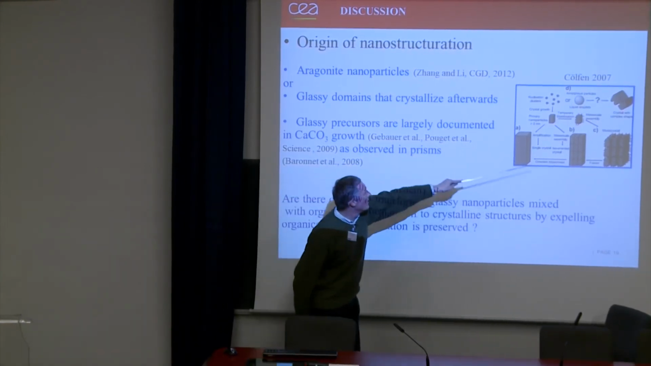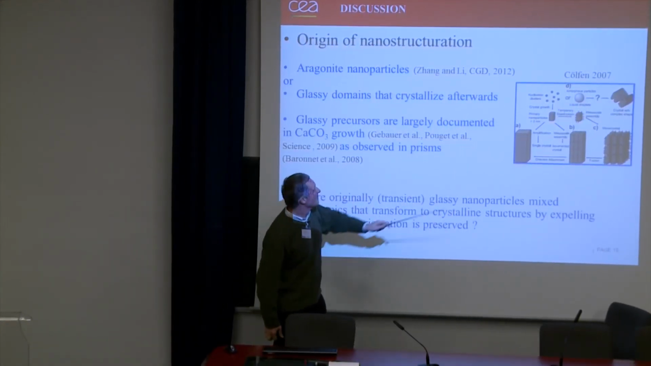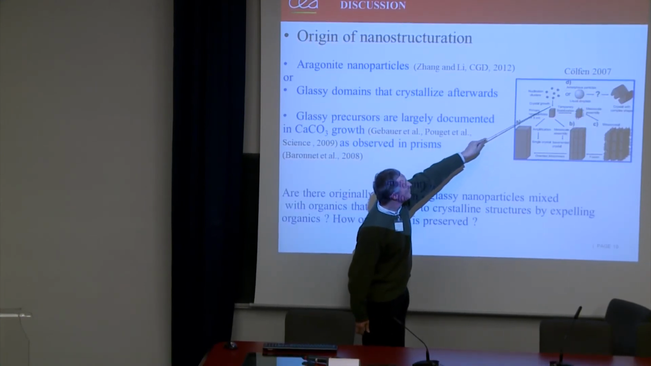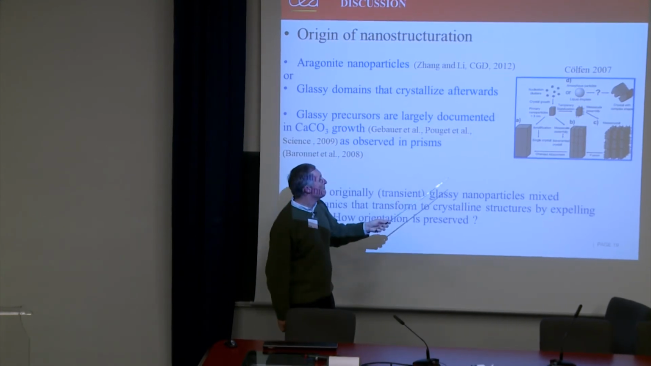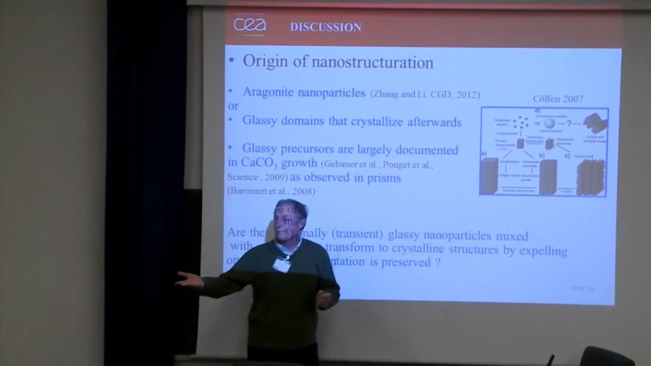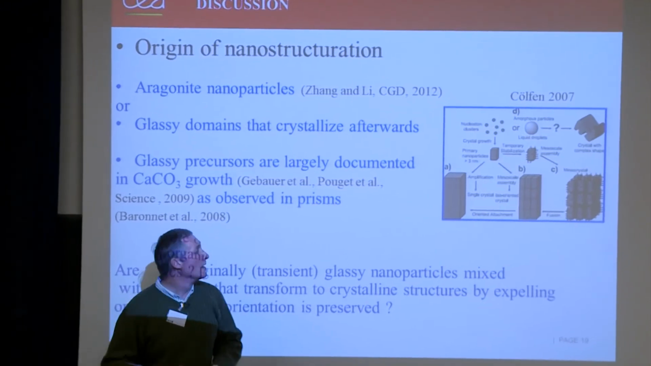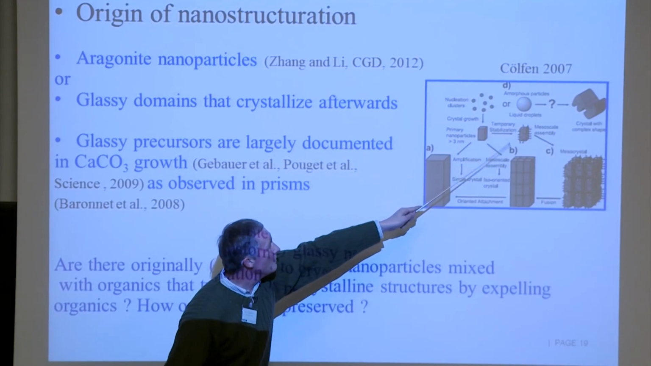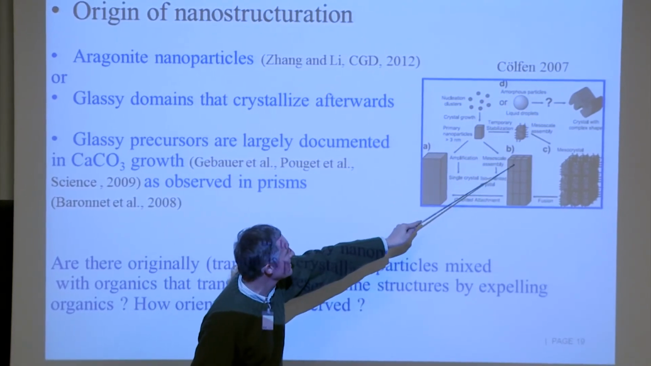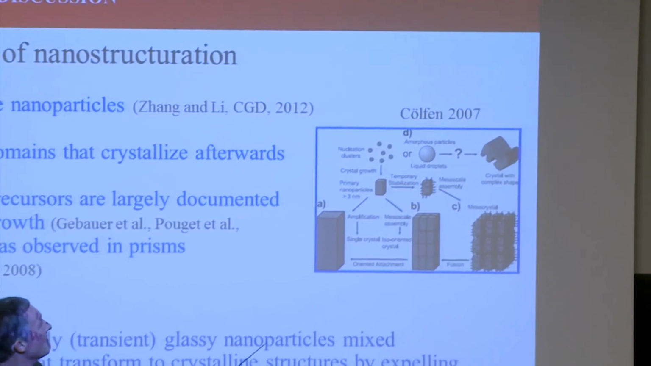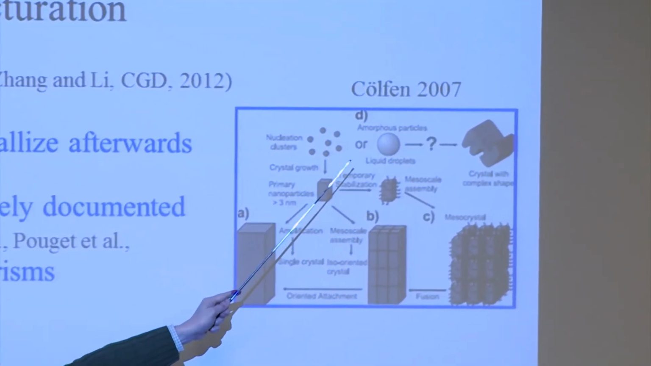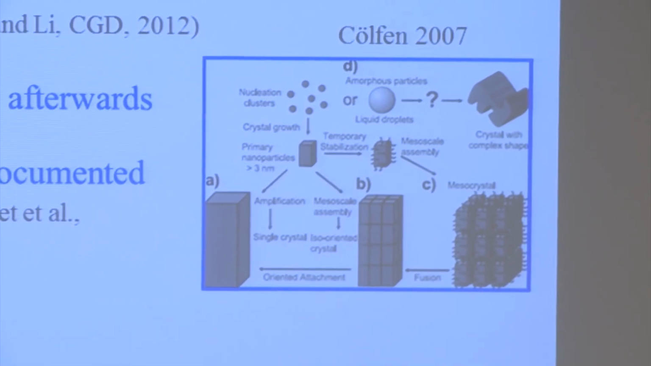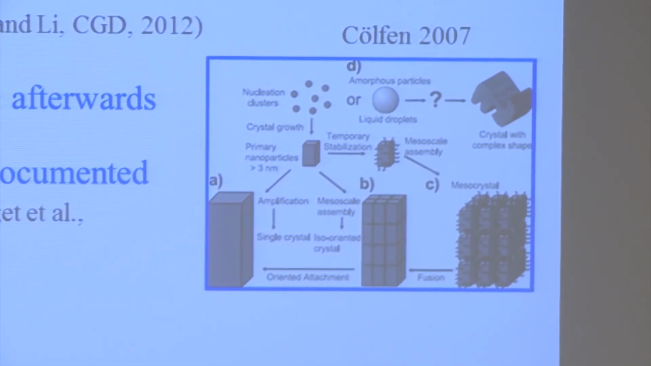I took this picture from Helmut Kölfen, and of course, this was described in his paper by nucleation clusters, which make elementary bricks. These bricks have the choice, as was explained by Denise before, either to grow and make single bigger crystals, or to assemble in what is called mesoscale assembly, like this. But you can also grow amorphous particles, as we learned before. And these amorphous particles can transform later on into crystals.